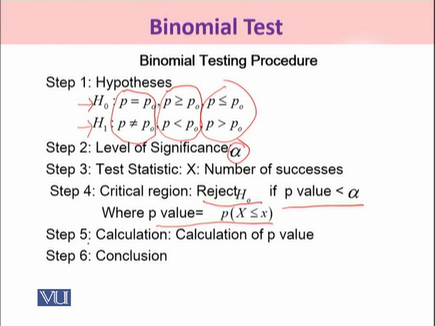Under step number 5, we have to calculate the p-value from our sample data. And finally, under step 6, we have to make the conclusion whether to reject or accept the null hypothesis on the basis of the comparison of the predetermined alpha and the calculated p-value obtained from the sample. Once we are done with that, students, we will be able to reject or accept our null hypothesis using the binomial test.